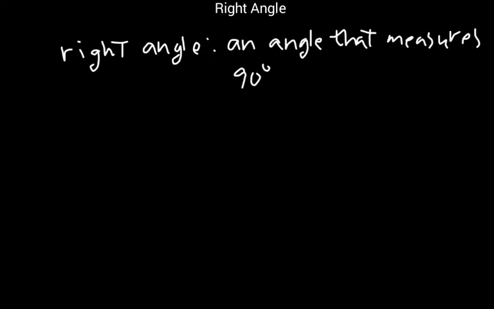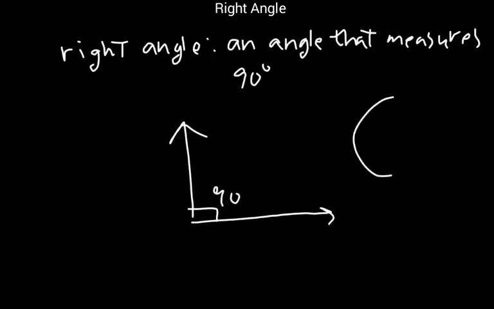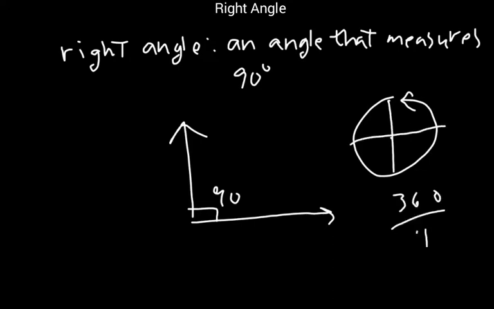A right angle is an angle that measures 90 degrees. One way to demonstrate that is a ray that goes straight up and a ray that goes straight out, and that would be 90 degrees. Another way is to take a circle and take the midpoint of the circle. The distance around a circle is 360 degrees. So if you split that circle into 4 sections, you divide 360 by 4, and you get 90. So each of these would be 90-degree angles.